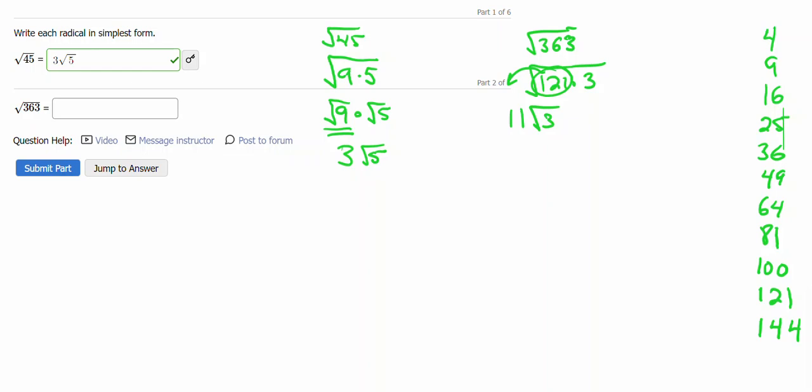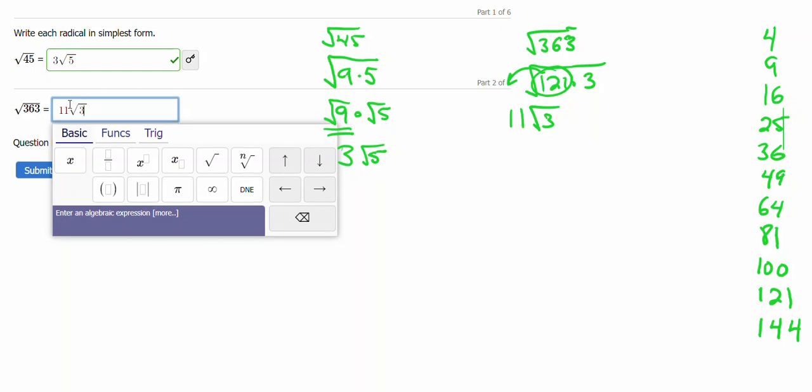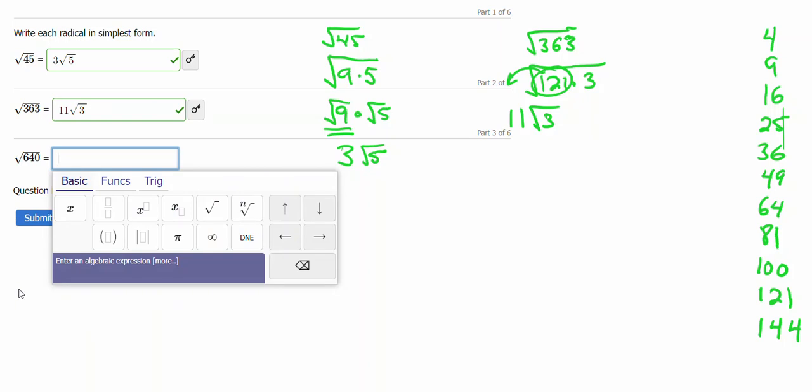Then if we type that in, we get 11 square root 3. Okay, let's take a look at 640.